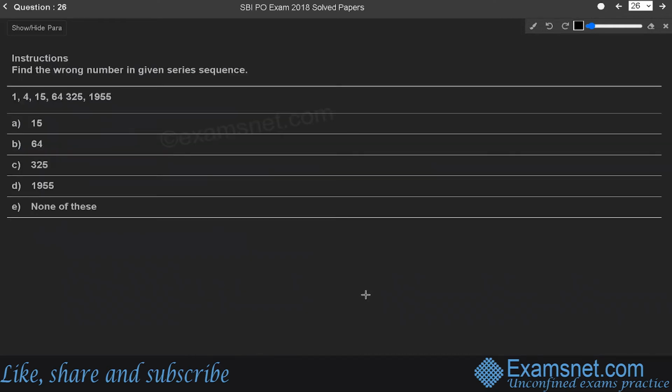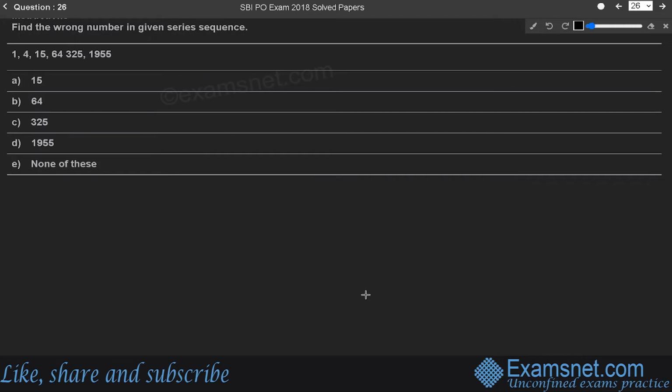Moving on to the next question. Next question has the instructions: find the wrong number in the given series. The series is 1, 4, 15, 64, 325, 1955. So here we have to understand the pattern of this series to identify the wrong number.